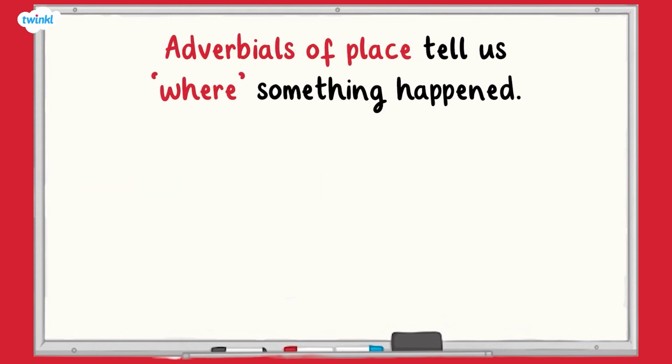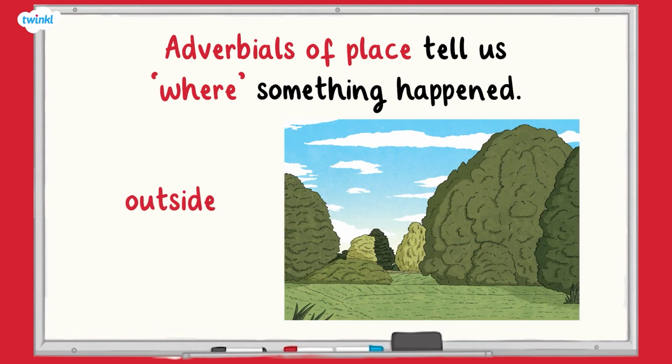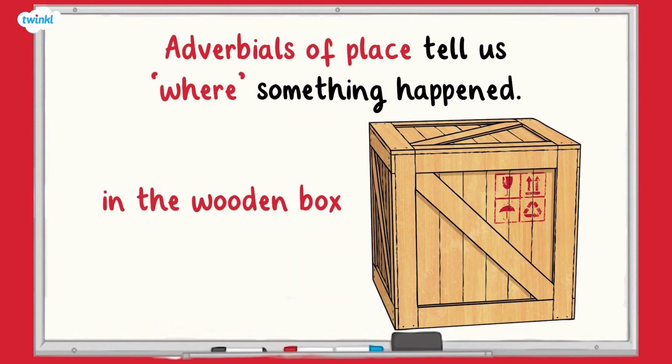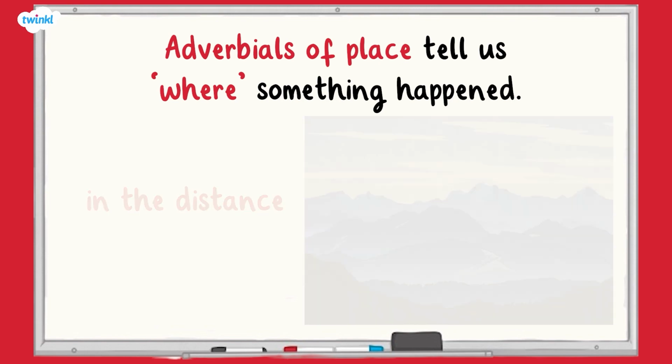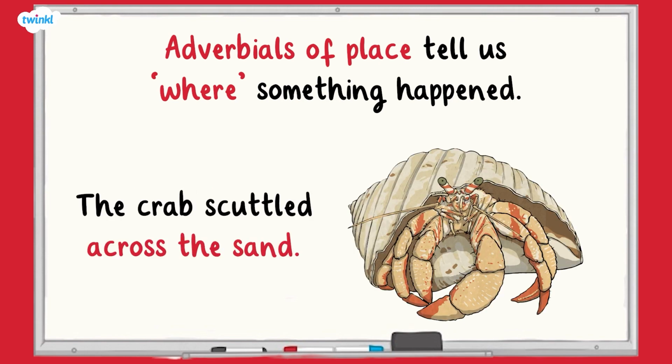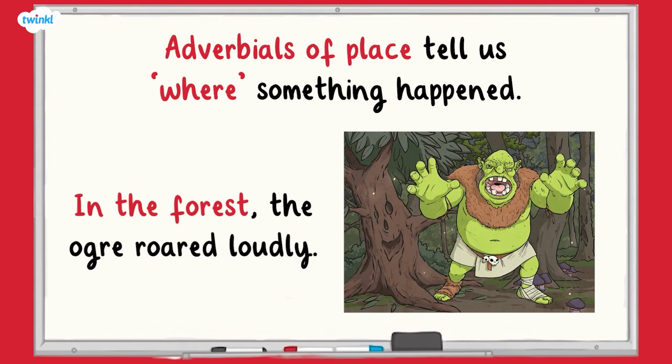Adverbials of place give us information about where something happened, such as outside, in the wooden box, under the ground, or in the distance. For example, the crab scuttled across the sand, or in the forest, the ogre roared loudly.